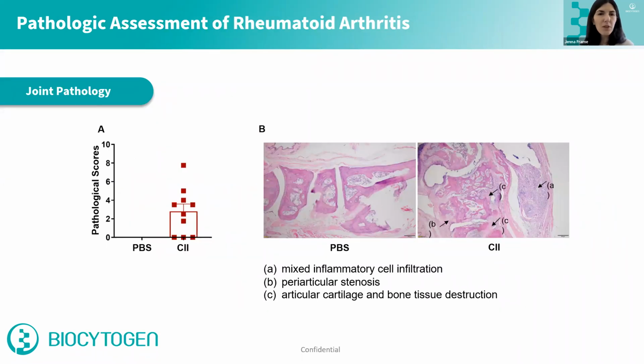So the examination of joint pathology in these mice indicates inflammatory cell infiltration and narrowing of the joint spaces and destruction of normal tissue architecture, compared to the wild type mice here, which have normal spacing, lack of stenosis, and lack of inflammatory cell infiltration. So together, this indicates that the disease was successfully established.